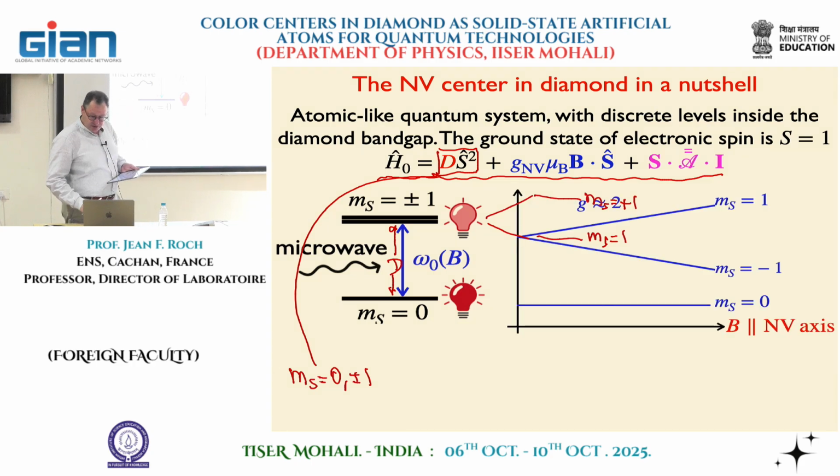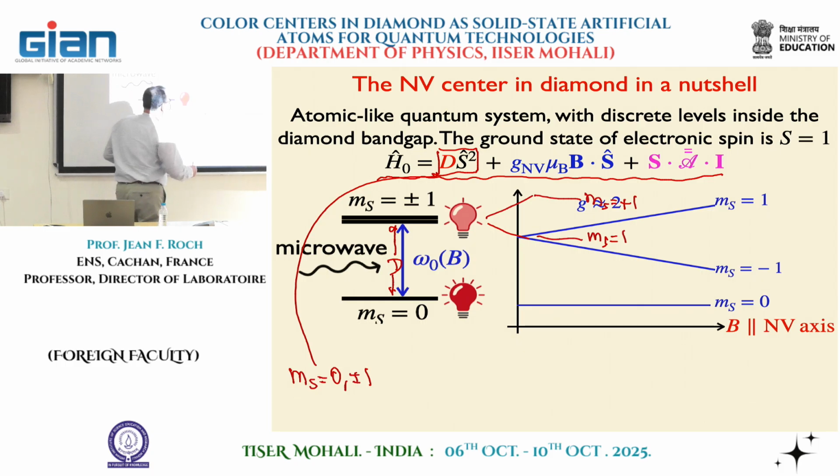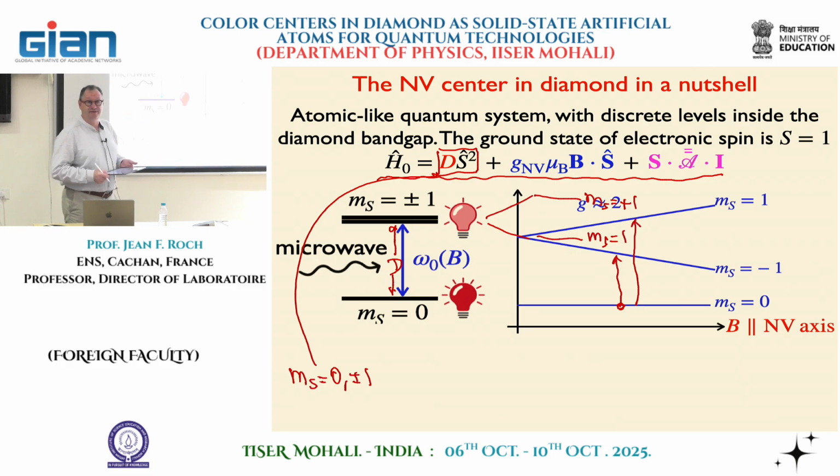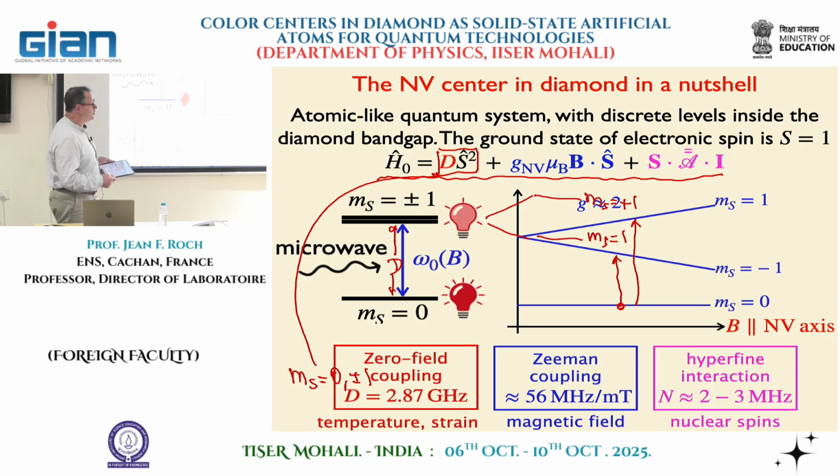And the main property after that is that we will be able to drive, by magnetic resonance, transitions between those states, for instance going from ms equal 0 to ms equal plus 1 or to ms equal minus 1. Then by observing the difference of the resonance frequency, we can use the NV center as a magnetic sensor. That's the first property. So all the sensing properties of the NV come basically from this Hamiltonian.